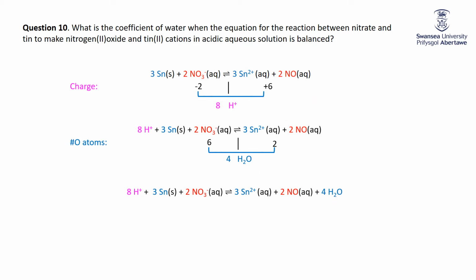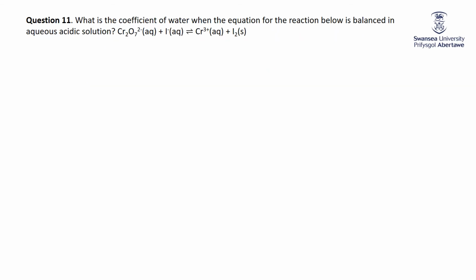And now finally we need to check the hydrogens because we can do nothing else. 8 hydrogens on the left-hand side, 4 times 2 are 8 on the right-hand side. So our hydrogens are balanced, nice big smiley face. Hopefully you followed all of that, especially after the ones that we did as examples.